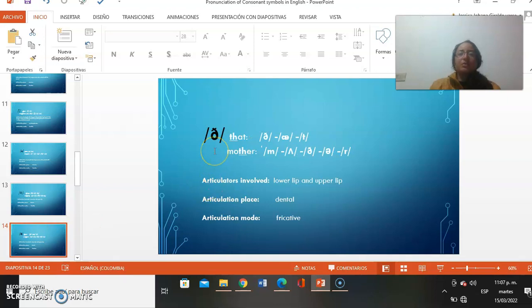The sound of this one is th. For example, that and mother. The articulators involve lower lip and upper lip. Is dental and fricative.